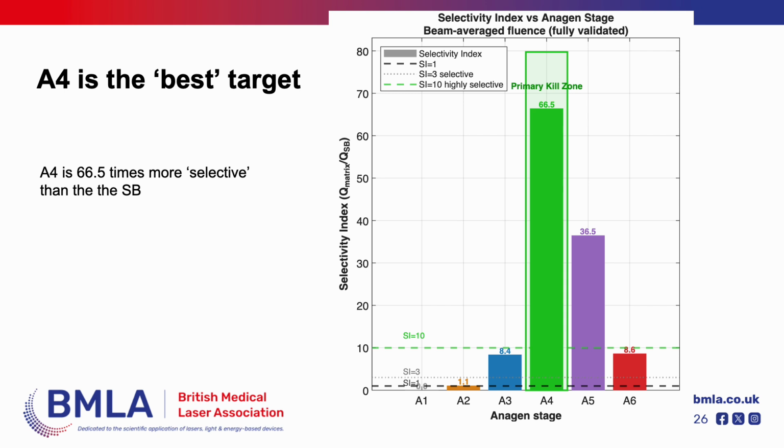So it becomes an excellent target, but we have to remember that the fluence at that depth is also significantly lower than at the stratum basal. So we have to then calculate whether or not sufficient energy can reach that depth, be absorbed by the A4 matrix cells, and generate sufficient heat for a sufficiently long period to kill the cells properly.